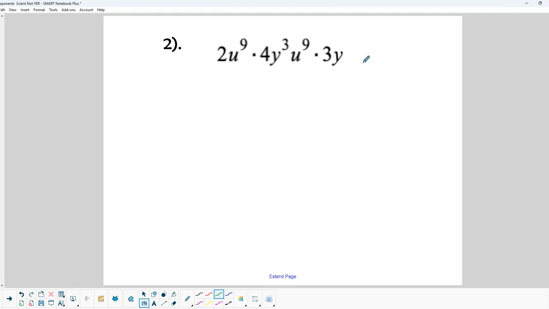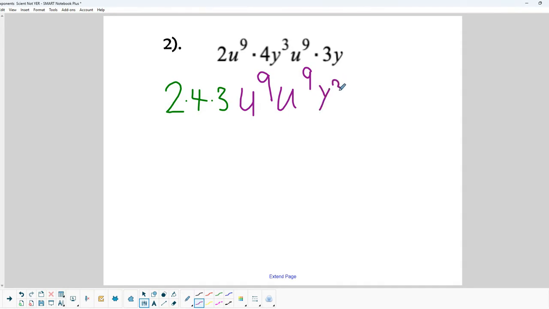Okay, if we have one that's got multiple parts to it, then we just separate it out by putting the numbers, or the coefficients, together. Then we put all of the powers together. So u to the 9th and u to the 9th. Then y to the 3rd and y to the 1st.